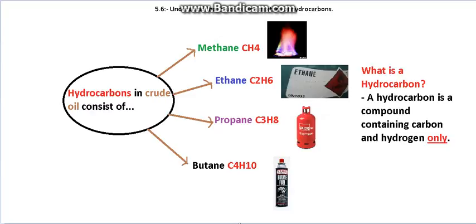And the first one is methane, as you can see here. Methane, which is CH4. Ethane, which is C2H6, 2 carbons, 6 hydrogens. Propane, which is C3H8, 3 carbons, 8 hydrogens, and finally butane, which is C4H10, which is 4 carbons and 10 hydrogens.